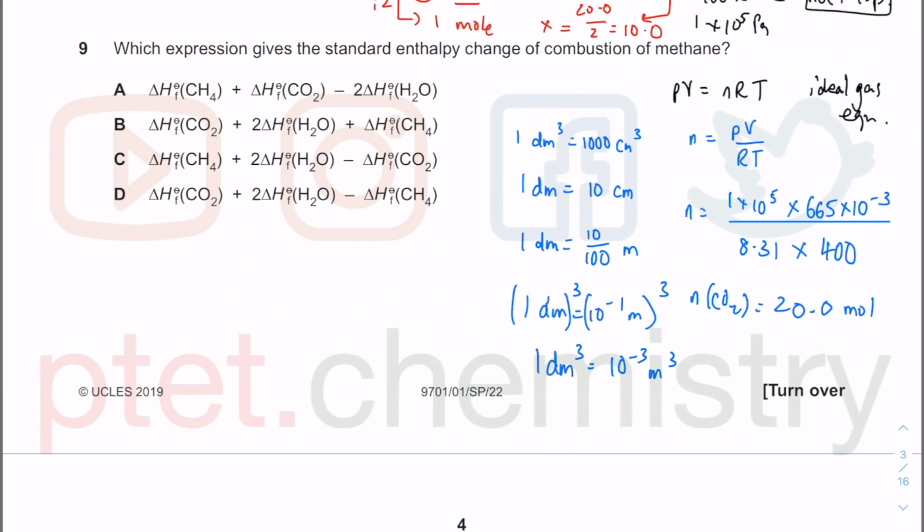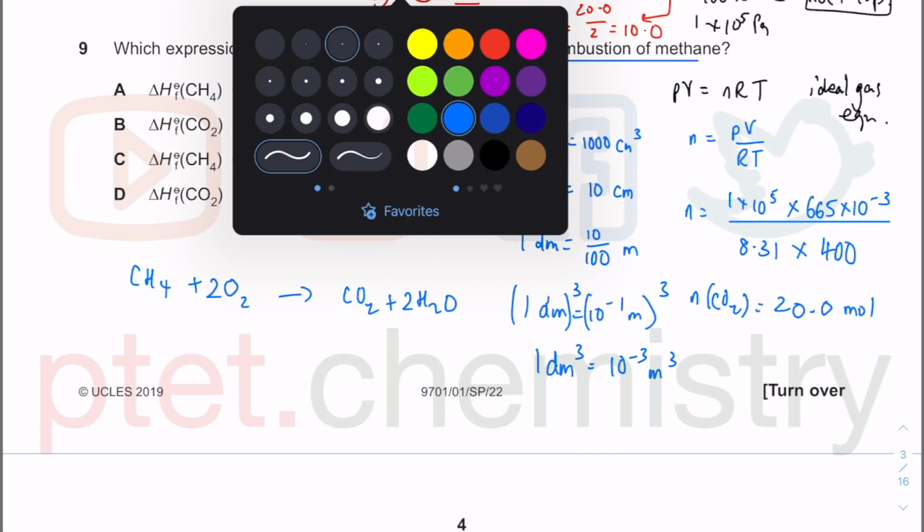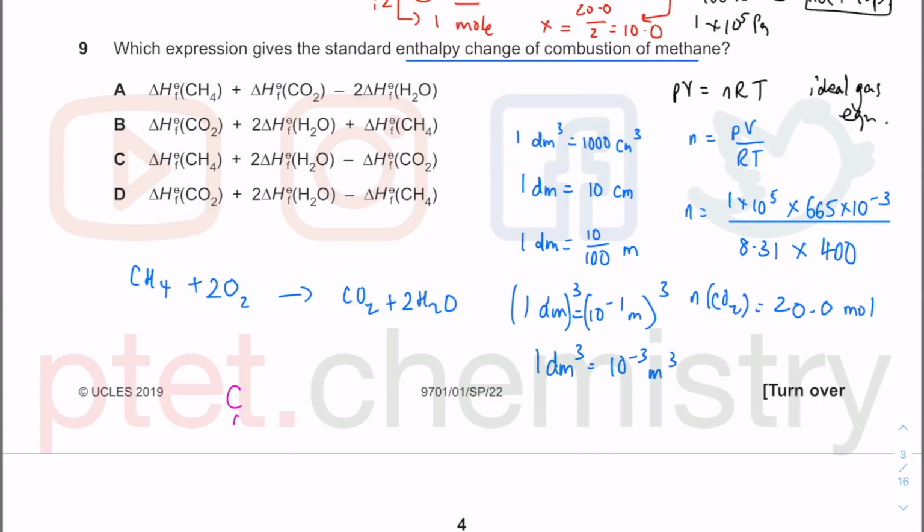Question 9. Which one will give you the standard enthalpy change of combustion of methane? If I write an equation, the combustion of methane, CH4 burns completely in excess oxygen to give CO2 and H2O. Balancing our equation, we get 2 H2O like that, and we need to have 2 O2. These are all data information. Of course, we can write carbon as an element.